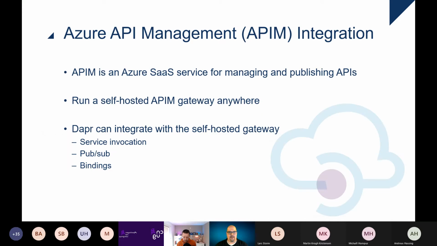API management, we all know and love as the API management solution in Azure. It's basically a service on which you can define APIs for people to call. But nowadays, you can also run a self-hosted gateway, as it's called, a self-hosted API management gateway. So you can also define APIs that you can call, for instance, on premises, in your own data center. And you can use this self-hosted gateway and integrate Dapr with it. And you can use service invocation, pub/sub, and bindings.